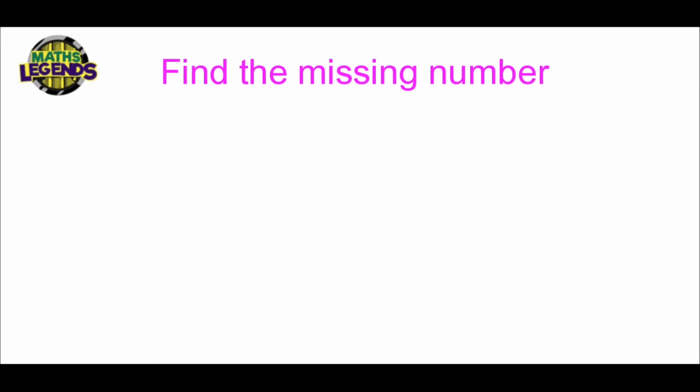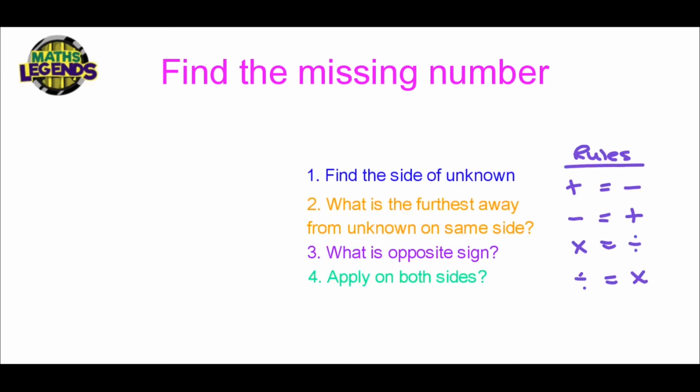Find the missing number. So to find the missing number, generally speaking, this works in the same way as solving equations. So if you've seen our video on solving equations where we use rules like these, where we are trying to find the side of the unknown, find what's furthest away, and then applying on both sides a value with opposite signs, can help solve this fairly quickly. But let's say we don't know these rules. We're going to look at how we can solve equations with an unknown.